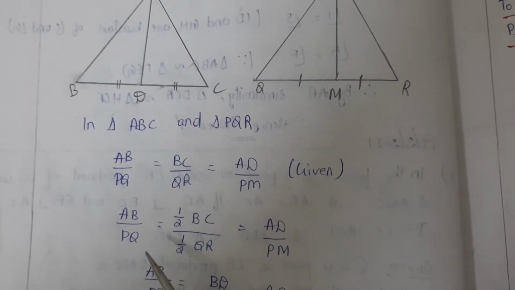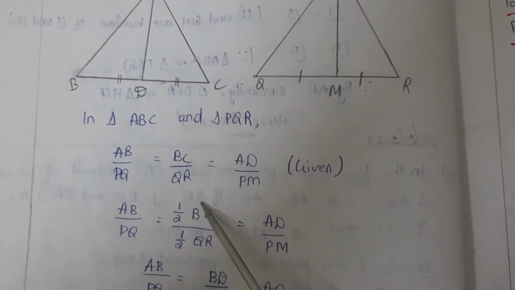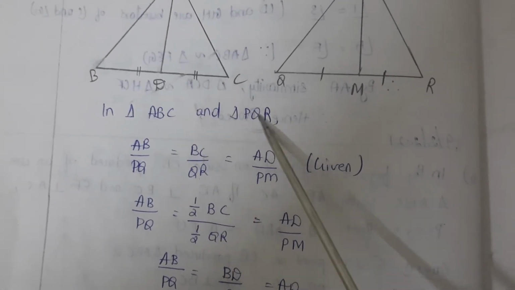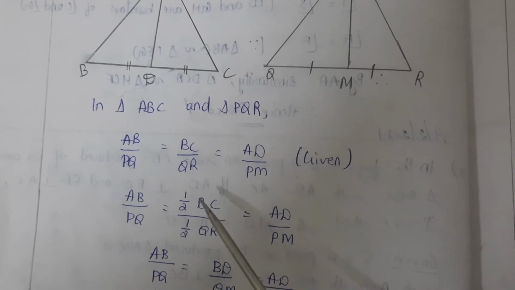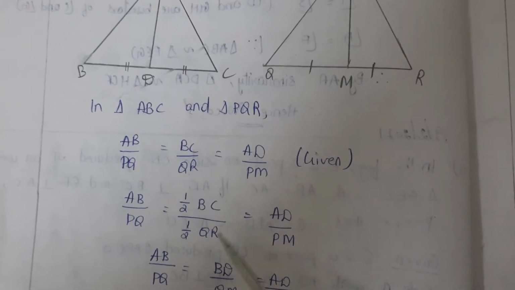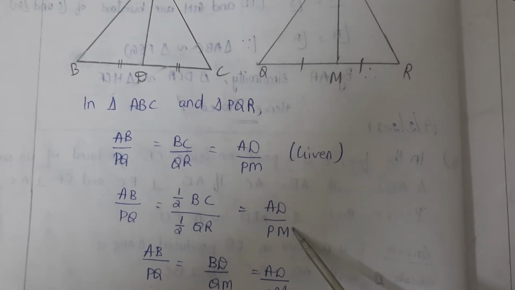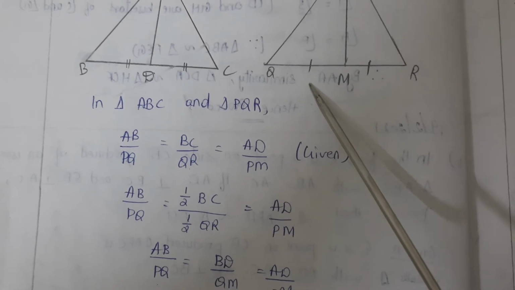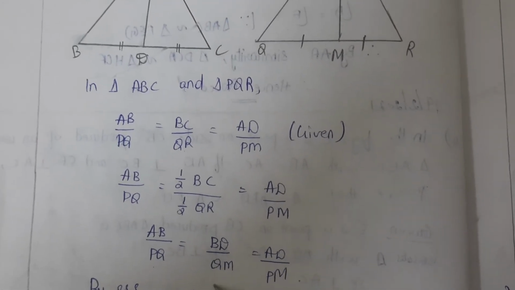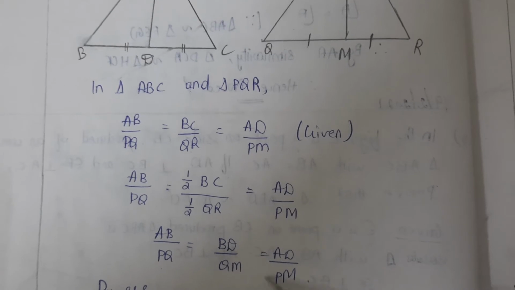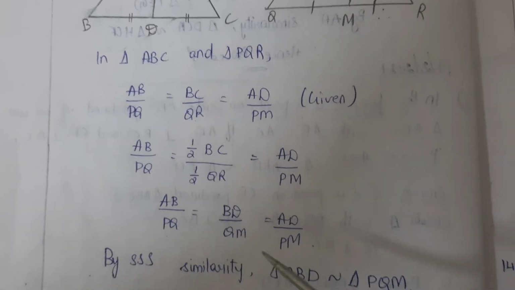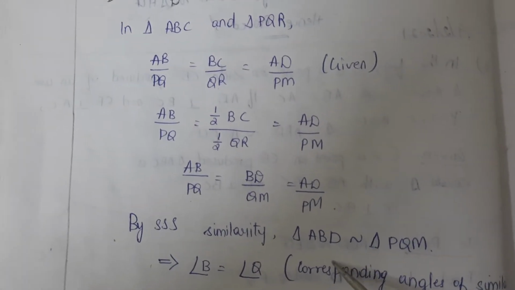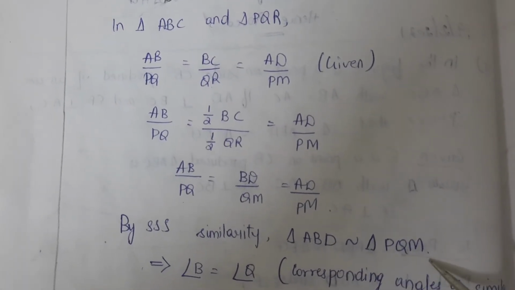Now AB by PQ is equal to BC by QR. If BC by QR is the ratio, then half BC by half QR will also be proportional. So half BC by half QR is equal to AD by PM. Now what is half BC? It is BD. And here half QR is nothing but QM. So AB by PQ is equal to BD by QM is equal to AD by PM. Now all the sides are proportional. So by SSS similarity, triangle ABD is similar to triangle PQM.